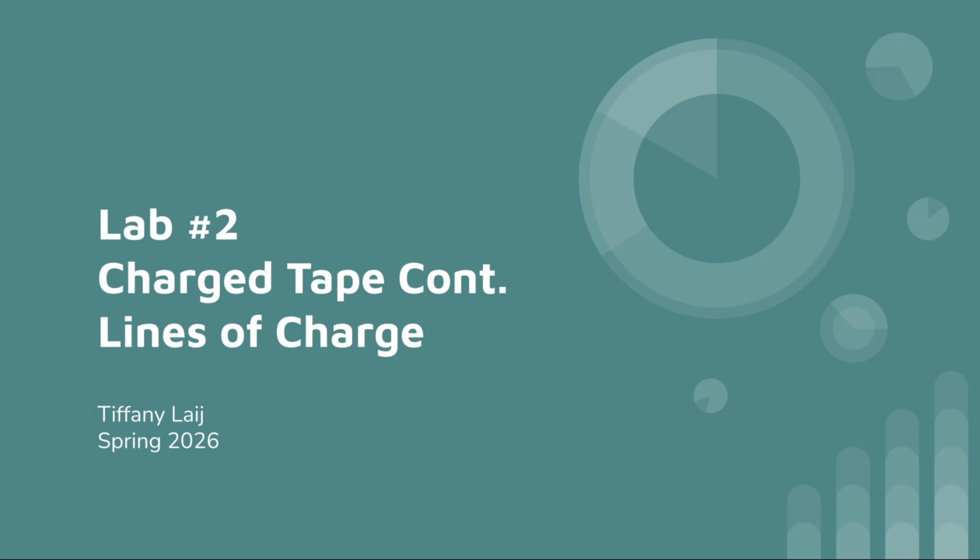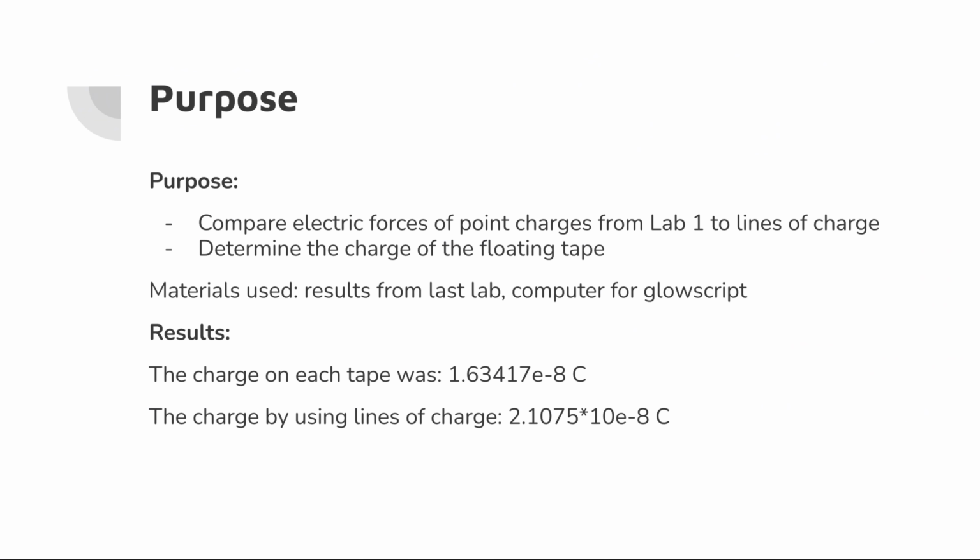This is lab number 2, which is charge tape, a continuation of the first lab of lines of charge. The purpose of this experiment is to compare the electric forces of point charges from the first lab and this one, which considers lines of charge, and determine the charge of each floating tape. The materials we use are the results from our last lab, those variables there, and the computer for GlowScript for this one.